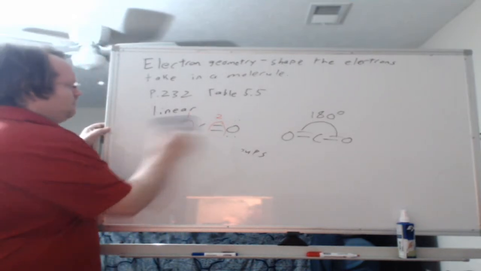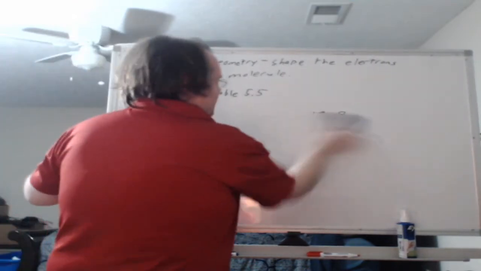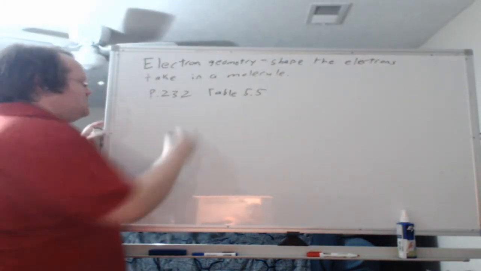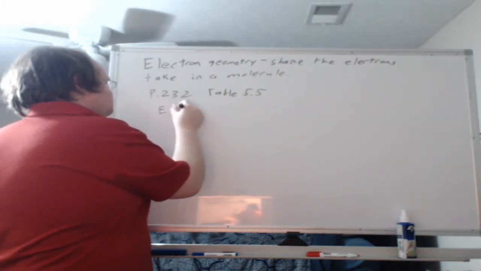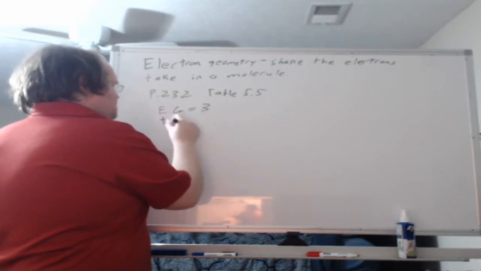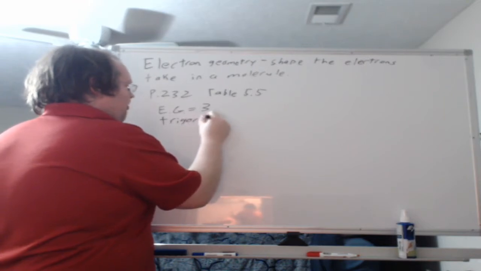Now, so that was linear. That was our simplest shape. So now, let's add some more electron groups. Each of these is going to have more electron groups. That's what's changing. So let's say we have 3 electron groups. This will make a shape we know as trigonal planar.